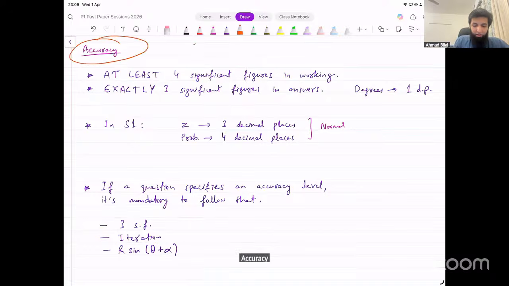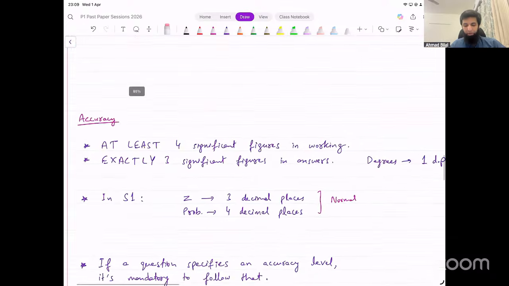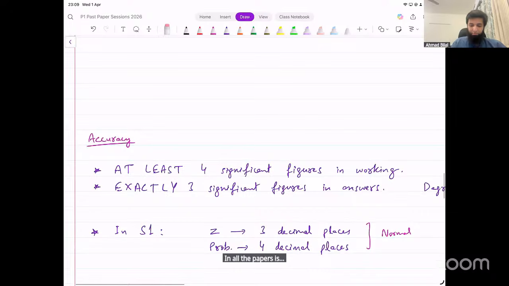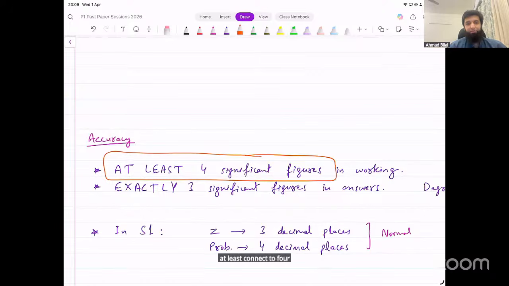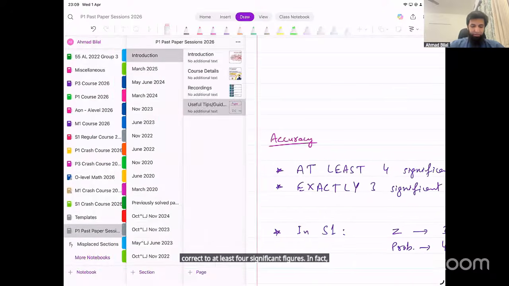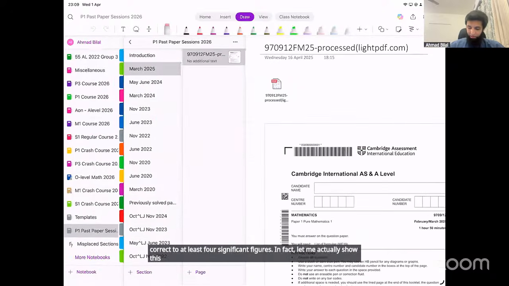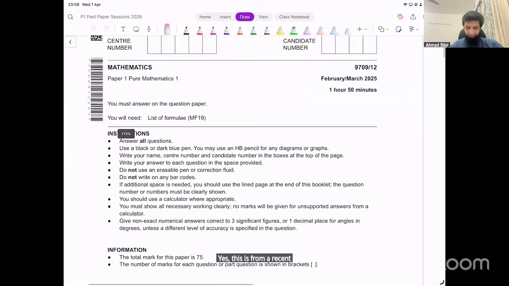Accuracy level required in all the papers is that your working needs to be at least correct to 4 significant figures. Working needs to be correct to at least 4 significant figures. In fact, let me actually show this instruction to you quickly. Yes, this is from a recent paper.